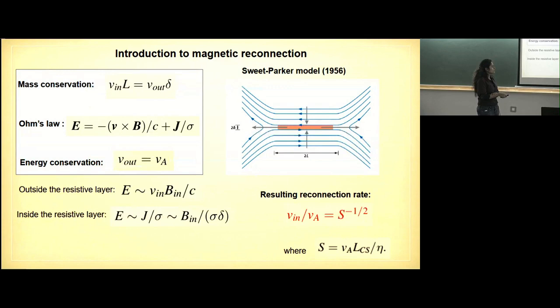So I would estimate S, the Lundquist number, and then multiply it by the Alfvén time scale, and that would give me the reconnection time scale. Eta is the resistivity, so that's the inverse of conductivity. So, yeah.